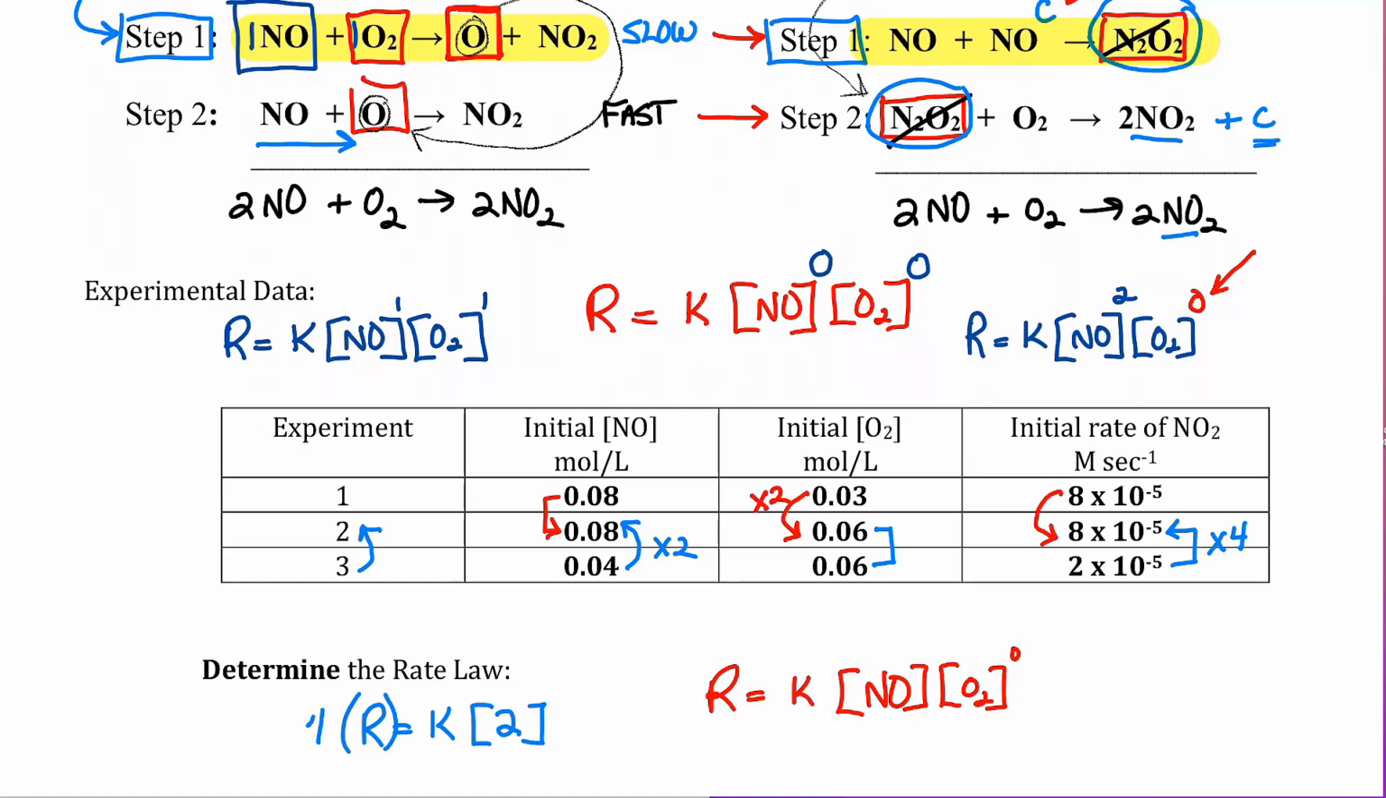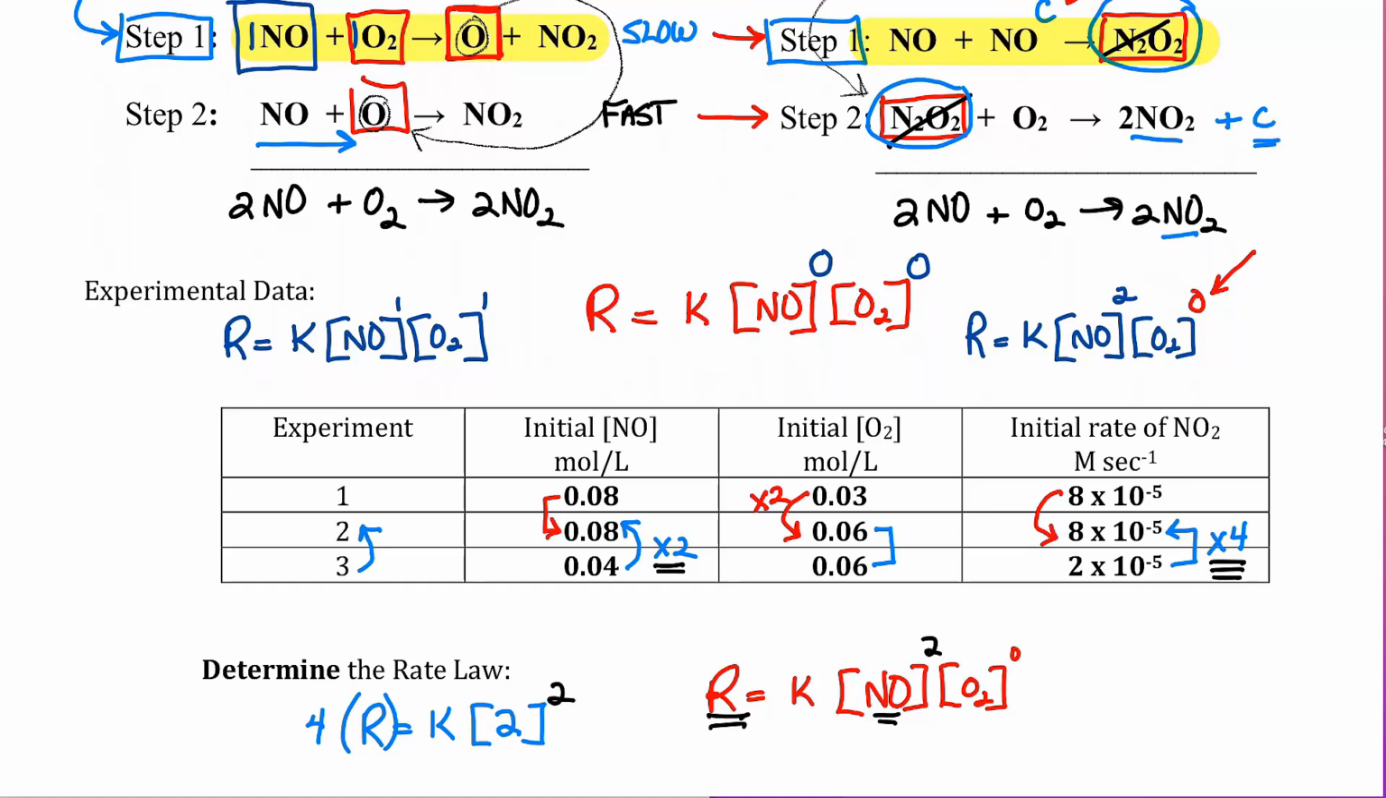Becoming 4 times as great, it must mean there must be a square here. So when you think about it, the rate is the square of the change of the NO. That's what it means. The rate, in this case, is the square of the change of NO concentration. And that's how I get a second order.